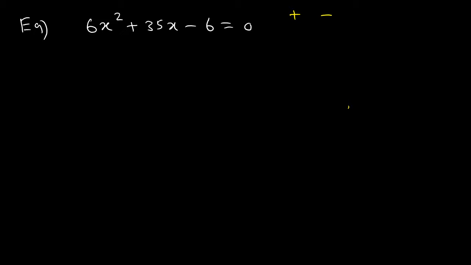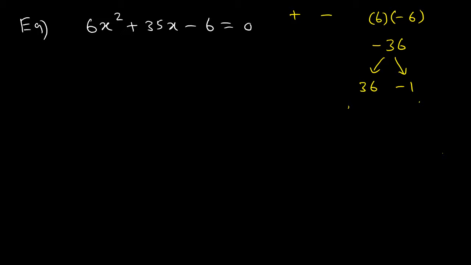What does a plus minus problem mean? You're going to get two numbers with opposite sign. When you add them, you get the middle term. So what is the product we want to consider here? The product is 6 times negative 6, which is negative 36. So we are going to find two numbers. When you multiply, you get negative 36. When you add them, you get 35. So one has to be 36 and the other one has to be minus 1. Those are the two numbers we are looking for, because when you multiply them you get negative 36, and when you add them you get 35.